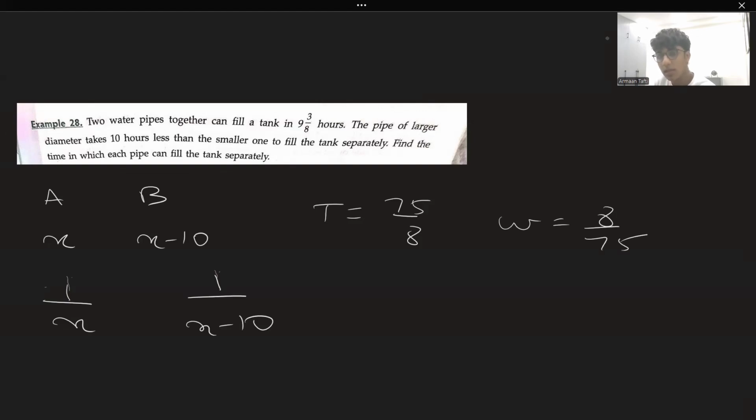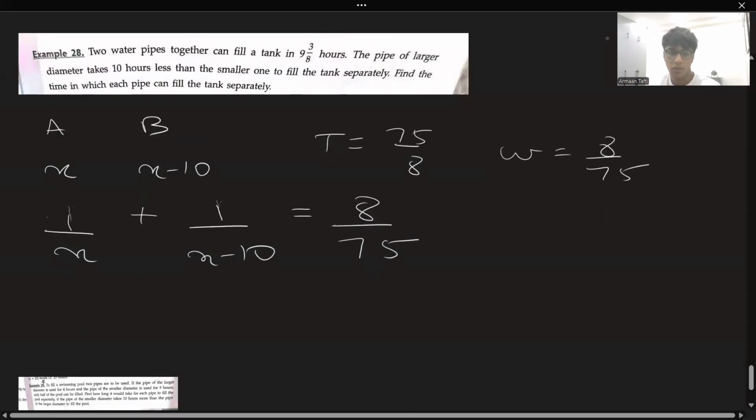However, this is the time taken overall. We have to find the work done in 1 hour, which would be the reciprocal, 8 by 75. Here, the work done in 1 hour is 1 by x, and here it's 1 by x minus 10. So now we can equate it, right? We know that the amount of work these two do in 1 hour should be equal to the work which has to be done in 1 hour. So if we add this up, this should be equal to 8 over 75, right? And now we can solve this.